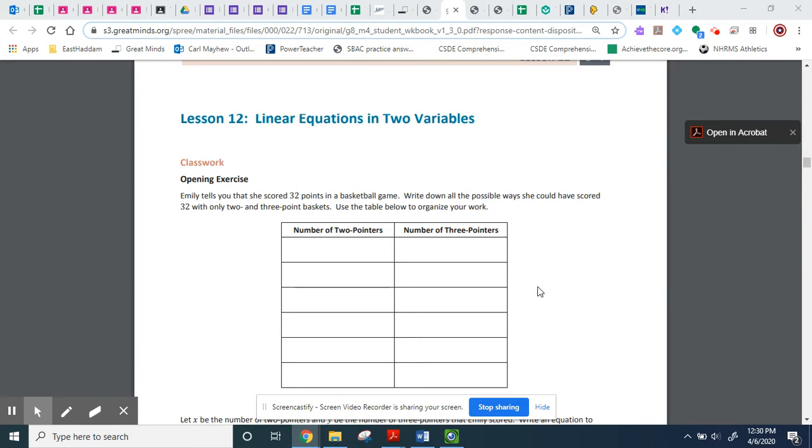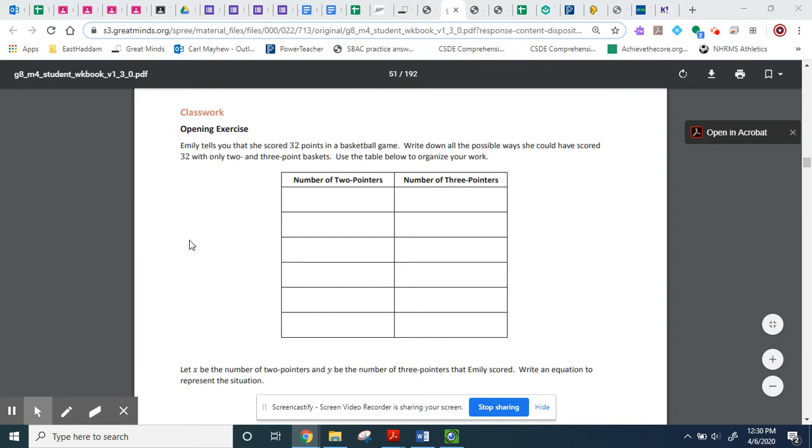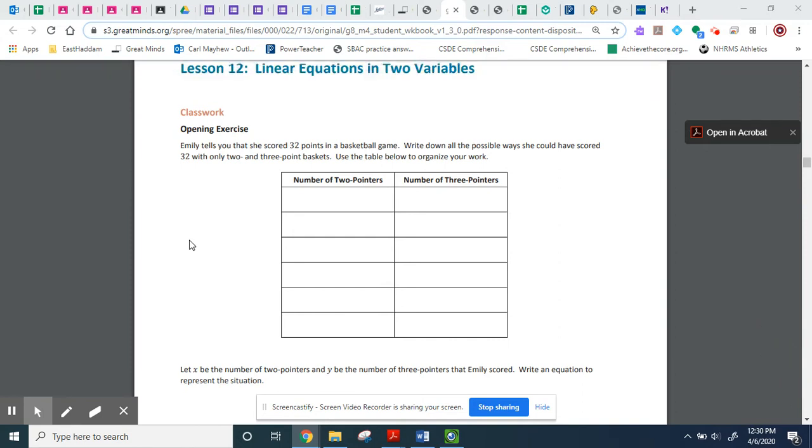So lesson 12 opens up with this exercise about Emily, who scored 32 points in a basketball game. So we're trying to write all the possible ways that she could have scored 32 points with only 2 and 3 point baskets. So now not counting the free throw shots. So let's think about this for a little bit.